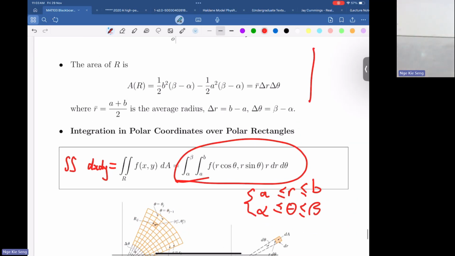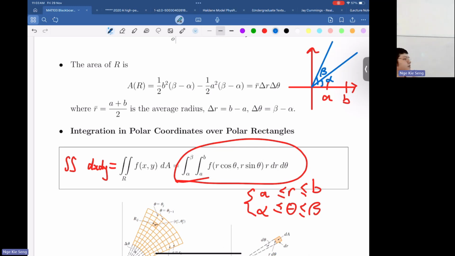So let's pull out our xy plane. So radius is going from A to B. So let's say like this. A to B. Angle from alpha to beta. So let's put an alpha first. Maybe alpha is like here. Maybe beta. Beta a bit more.